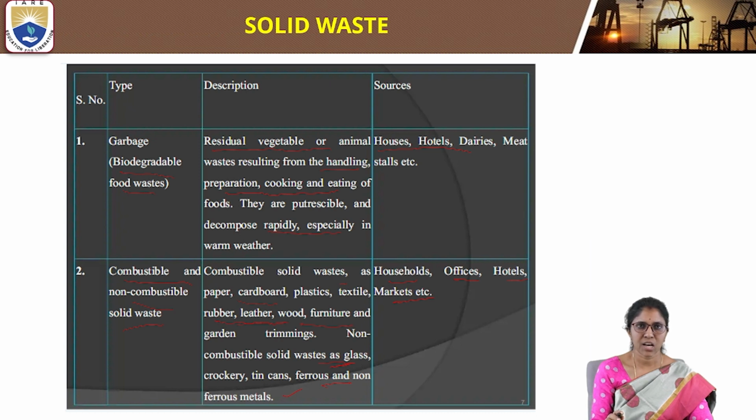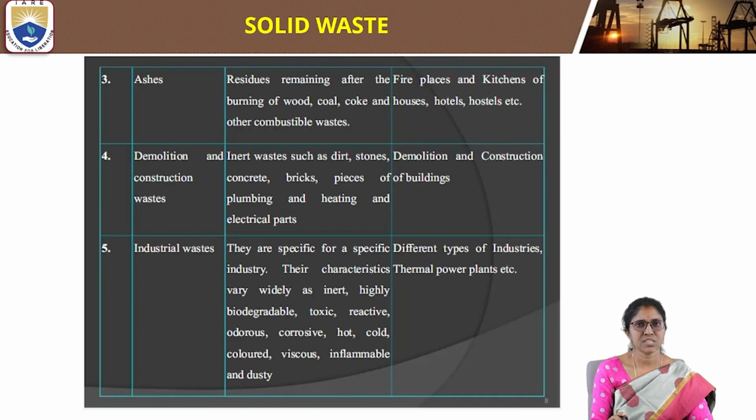So here we have garbage, and the second one is combustible and non-combustible waste. The third one is ashes. These are residues remaining after the burning of wood, coal, coke and other combustible wastes. The sources of ashes are fireplaces and kitchens of houses, hotels and hostels, etc. Next is the fourth classification, demolition and construction waste.